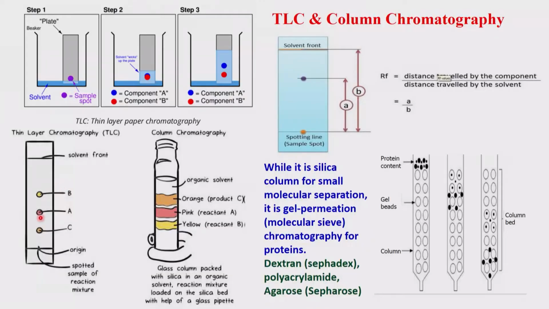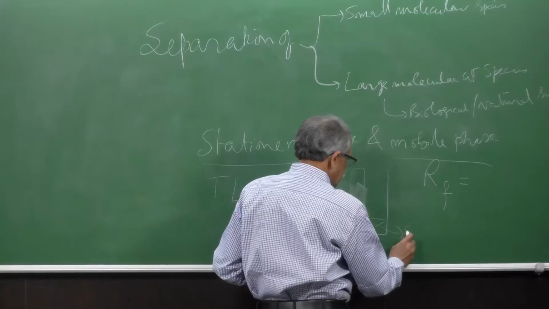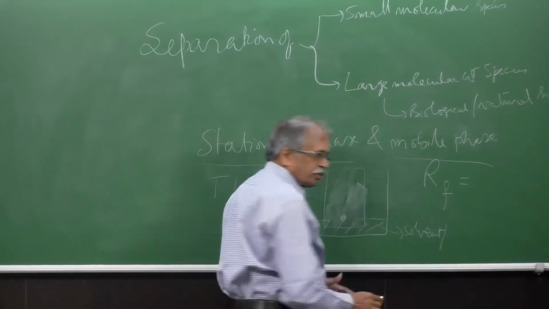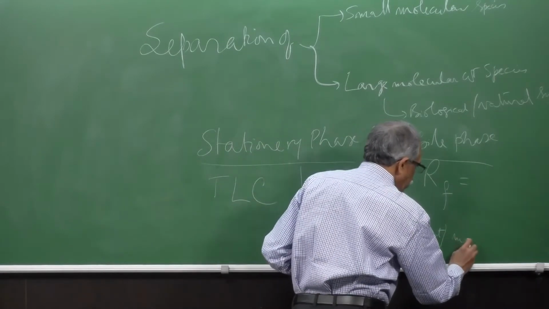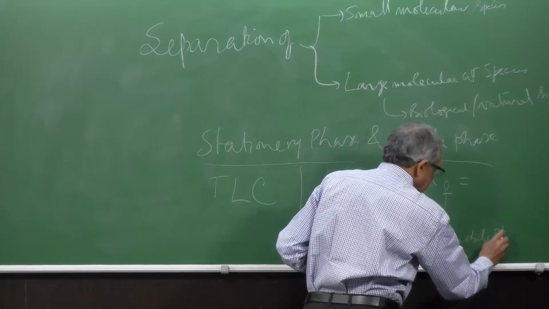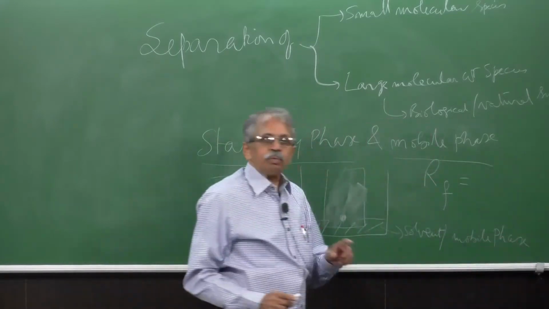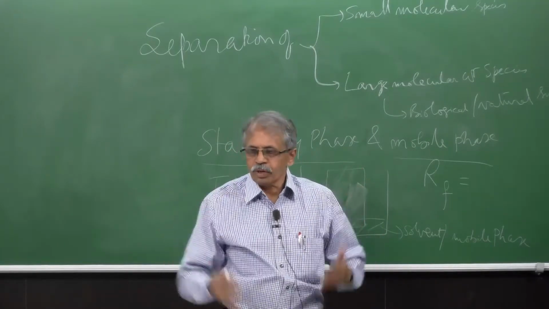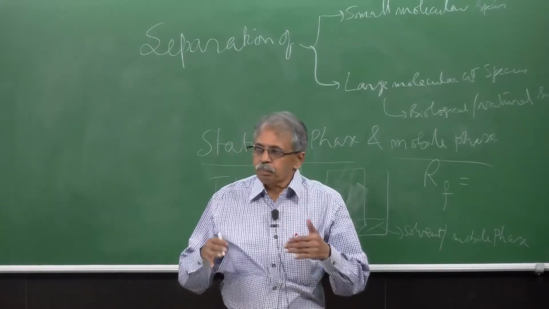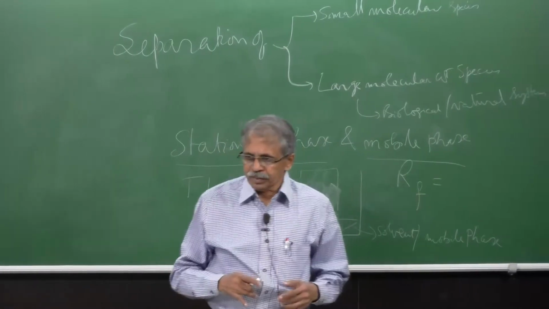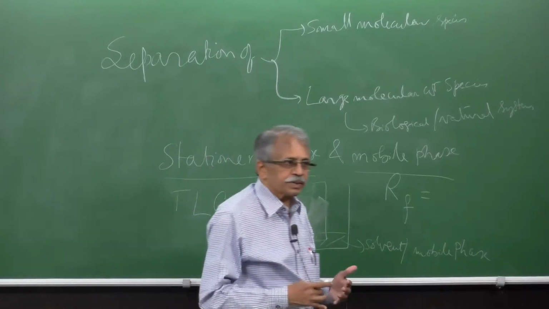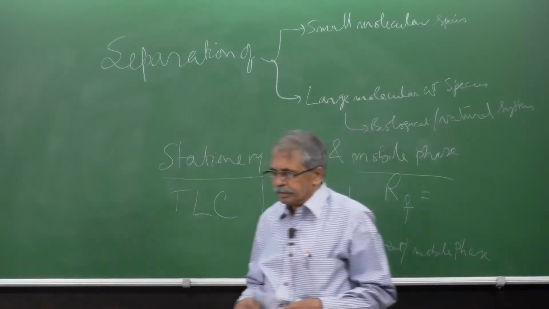So what is the mobile phase here? The solvent you have used. You call it a solvent, but in terms of chromatography, you call it the mobile phase. This need not be one single solvent. It can be a mixture of 2, 3 or 4 different compounds. Why? You need to play with the polarity of it, so you can change the polarity by making different combinations of these solvent mixtures.